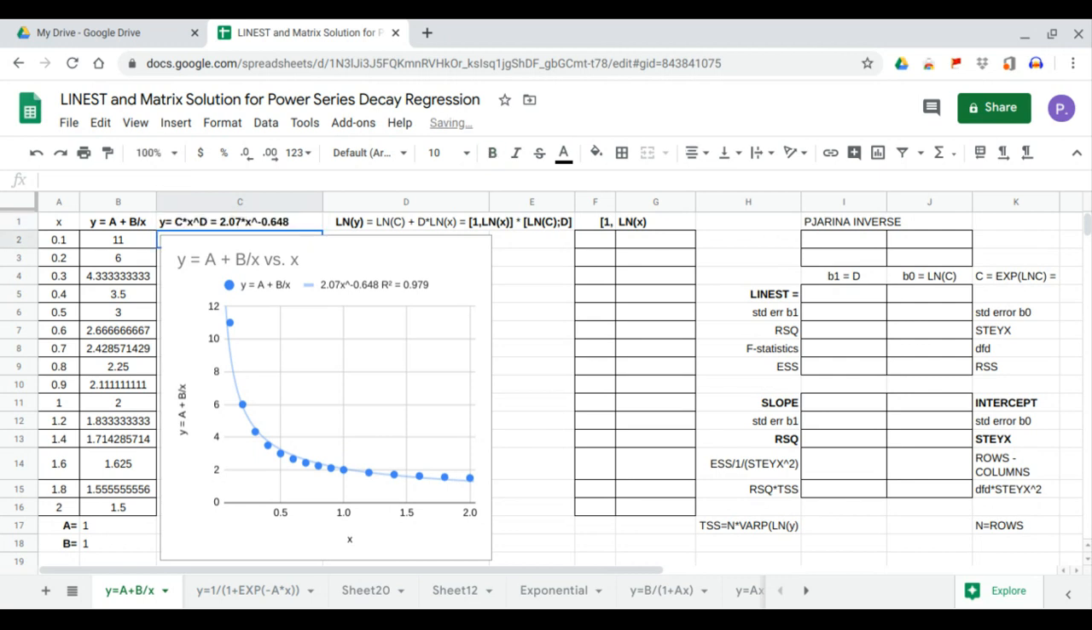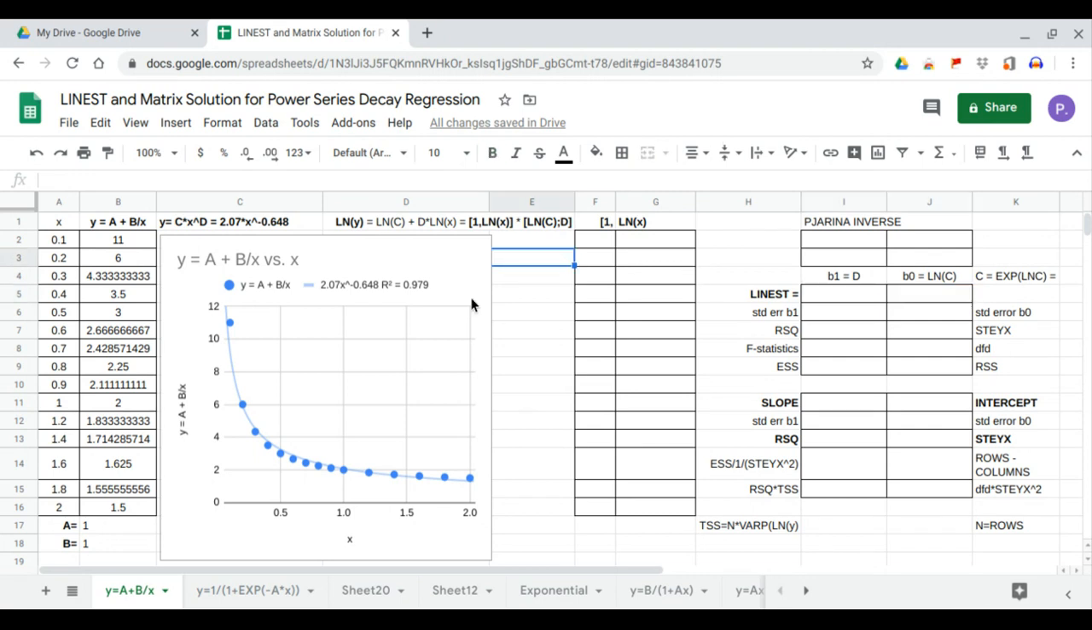We'll calculate these values using LINEST and a matrix solution. To do that, we'll transform our equation into the linear form. So y becomes ln y, and c times x to the power d becomes ln c plus d ln x, because the logarithm of x to the power d is d ln x. Then we factor out the x values, 1 comma ln x, which is this matrix, and ln c semicolon d, which is derived from the LINEST.